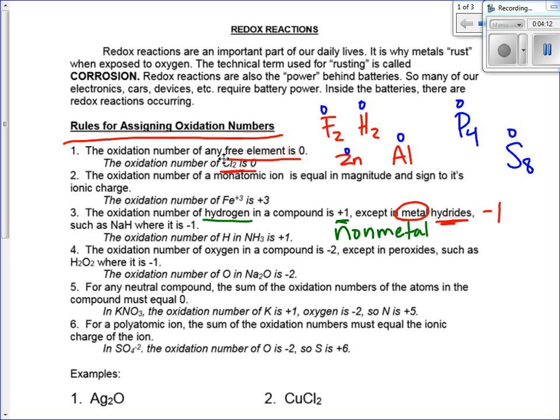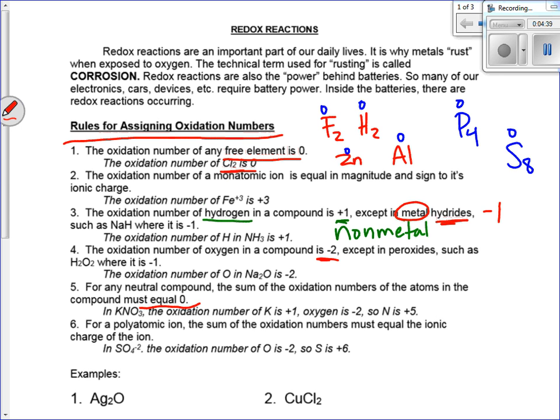Now, oxidation number of oxygen for our purposes is always going to be a minus 2. The exceptions are the peroxides, but we're not going to do peroxides in here. That's more of an AP thing, so we won't do peroxides in here. So when you're looking at oxygen, just automatically assign oxygen as a minus 2. For a neutral compound, the sum of the oxidation numbers should add up to 0. Just like a regular ionic compound adds up to 0.